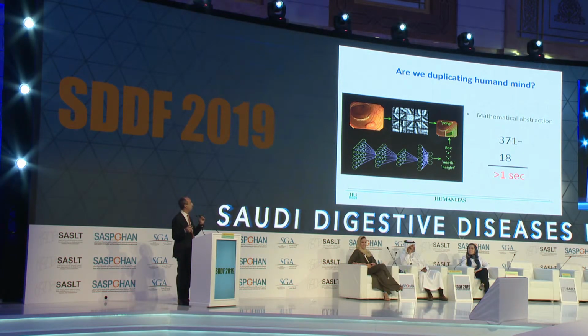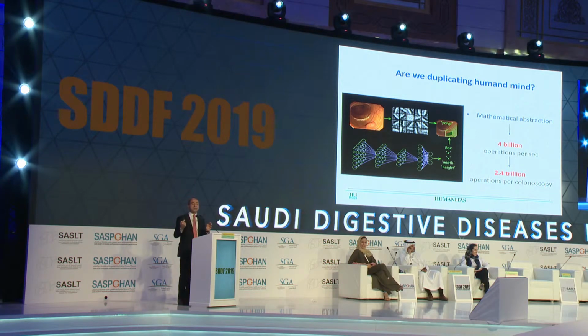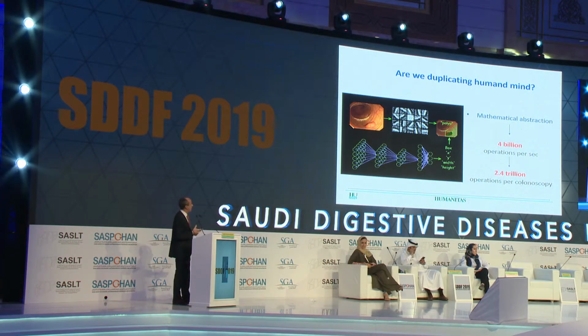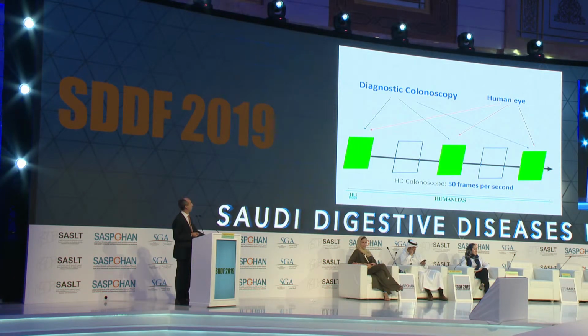It will take more. So you know what the machine we are working with can do, compared to any kind of machine. The machine we are working with, as we have shown before, does 4 billion operations per second. So is there any expert endoscopist who can do that? And when we do colonoscopy, the machine does 2.4 trillion operations.